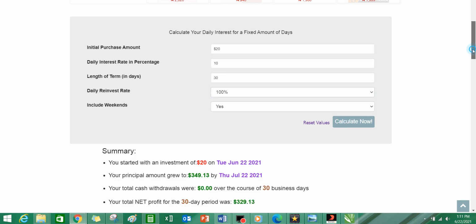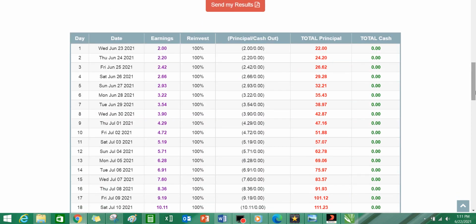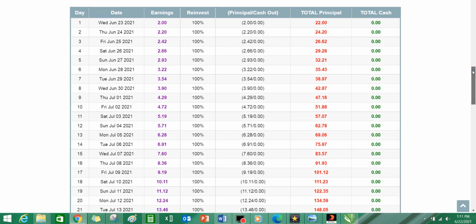Good. So you can see this is the calculation. On the first day you will be making $2, on the second day 2.2, on the third day 2.42, on the fourth day 2.66, 2.93, $3, 3.55. You can see it is increasing. In 10 days time you will be making $4. In 20 days time you should be making $10 or even $12.